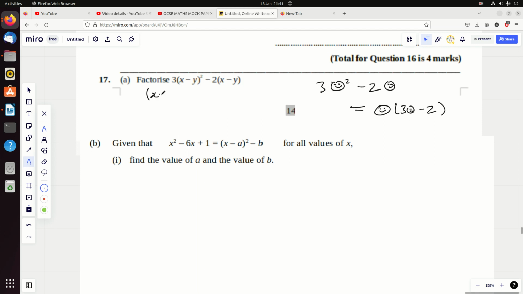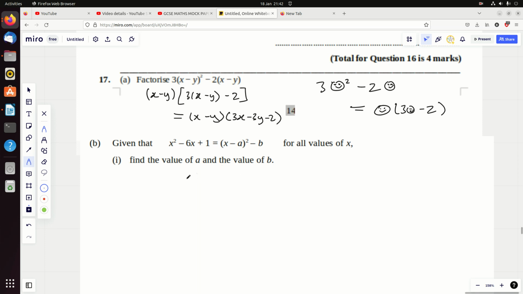So the way you factorize it is take out the x minus y, then you need to times that by 3x minus y minus 2. And so the final answer should be x minus y, 3x minus 3y minus 2. You can leave those brackets in there if you like. But that's it, it's fully factorized.